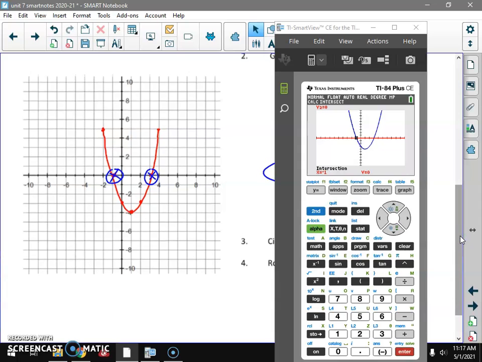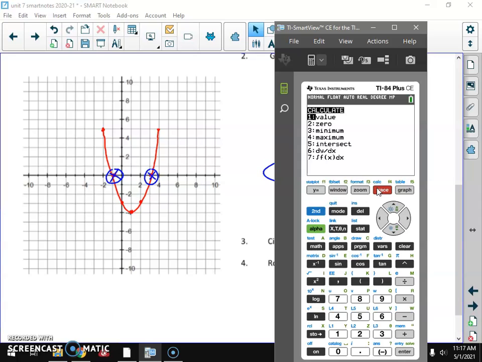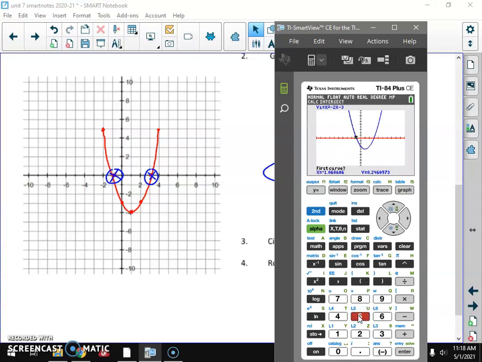Now I'm going to do it again. Second, calc 5. This time I'm going to move my spider to the right side. I want to find that other intersect. Enter, enter, enter. There's positive 3. So we already had found that one, but we're going to do some new ones. And what that's going to lead us to tomorrow is we're going to find when the roots are not pretty numbers, when they're decimals that we have to round them to.